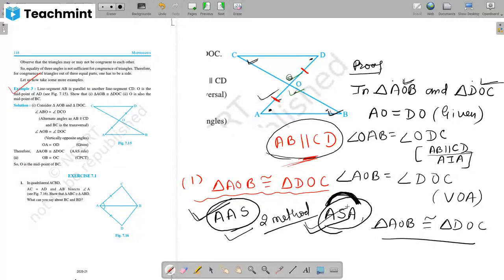Ma'am, in angle side angle only there is one condition that the side must be included. Yes. This side must be included between these two angles.